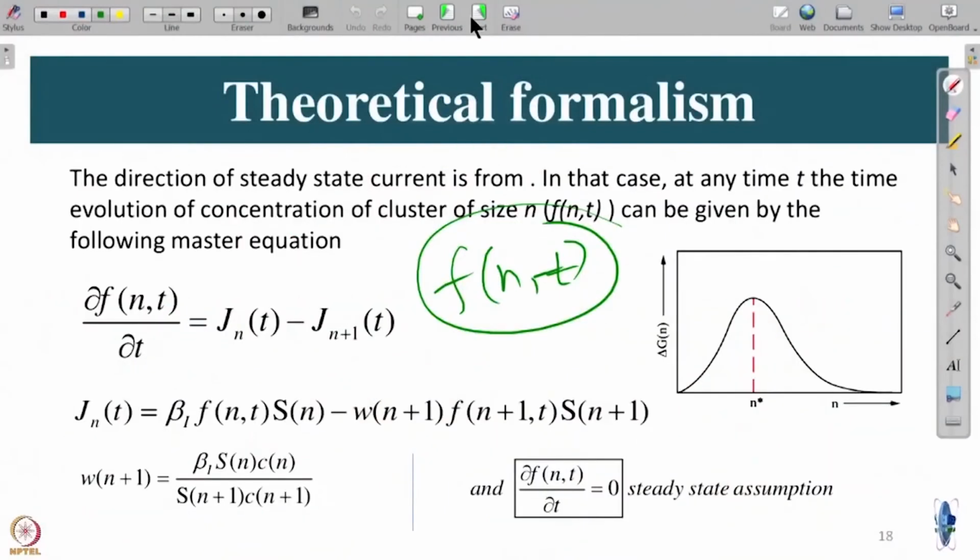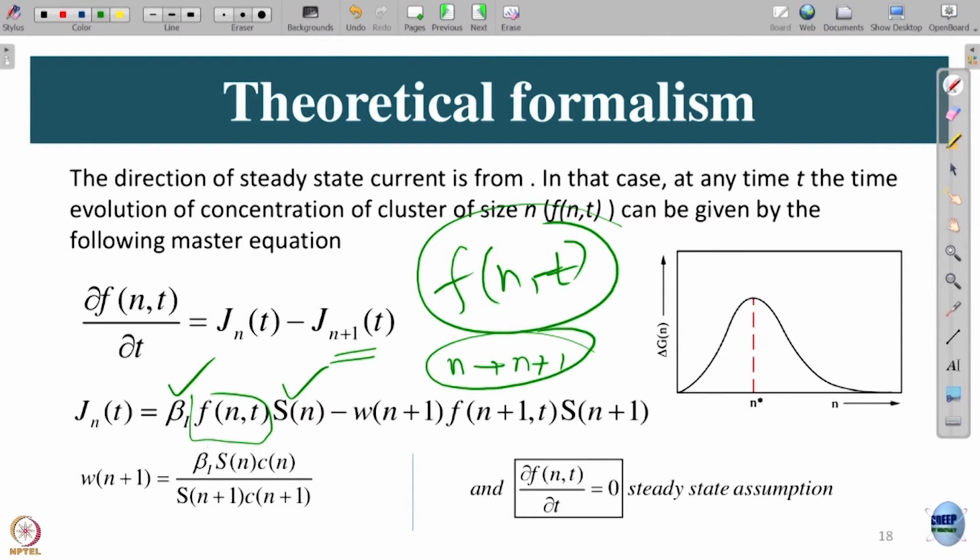So, then J_n minus J_(n-1), that is the way this is changing. J_n(t) I already wrote, that is my impingement, the time dependent probability on the surface, minus, now this is very interesting. This is n plus 1 becoming n also. So, this J_n(t) is going from n to n plus 1, but on the other hand n plus 1 is becoming n by evaporating.